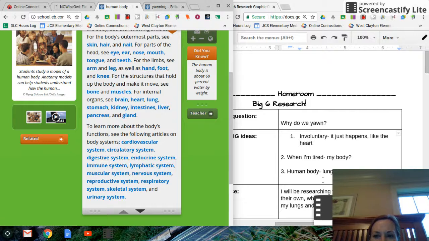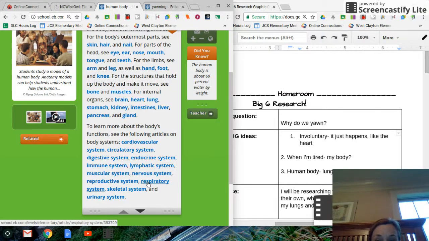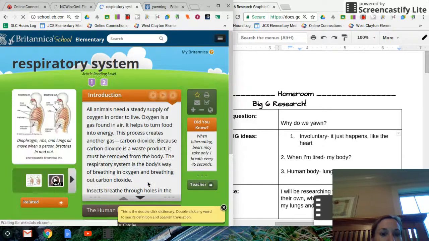So I kind of know that my lungs and my mouth are related to yawning. I think I might try, maybe respiratory. I know that means breathing. That's where my lungs are. So I'm going to see where this path takes me.